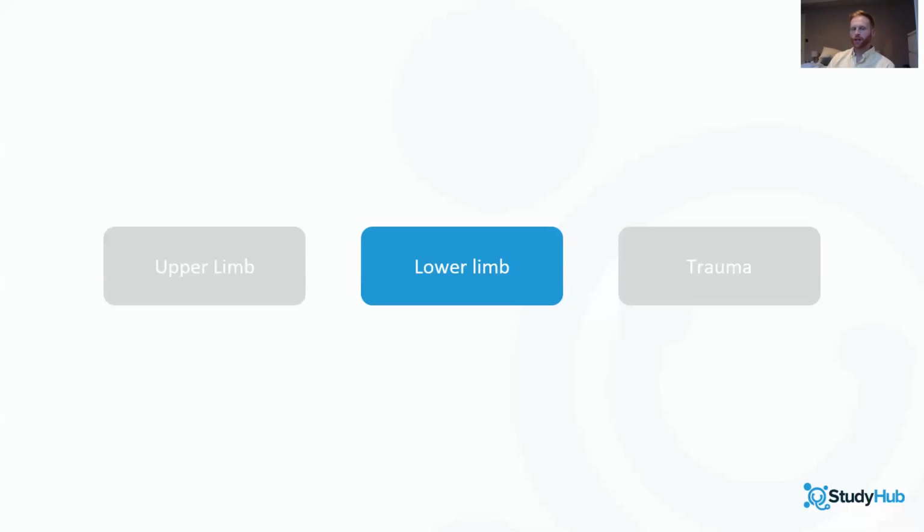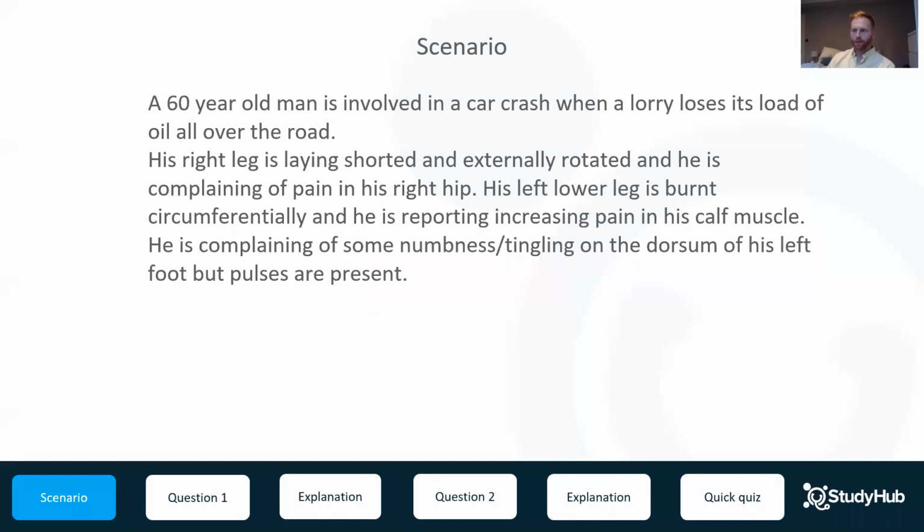Okay, so we'll move on to a bit about the lower limb now. So here's another scenario. A 60-year-old man is involved in a car crash when a lorry loses its load of oil all over the road. His right leg is lying shortened and externally rotated. He's complaining of pain in his right hip. His left lower leg is burnt circumferentially and he's reporting increasing pain in his calf muscle. He's complaining of some numbness and tingling on the dorsum of his left foot, but his pulses are present. I'll give you 10 seconds to read that again and then we'll move on to the next slide.